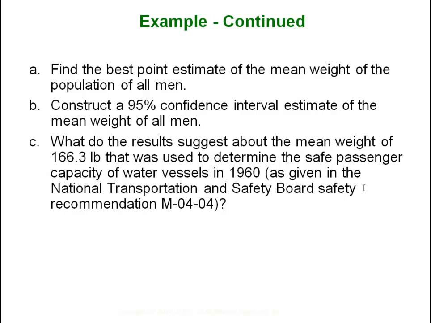Let's find the best point estimate for the mean weight of the population of all men. Let's construct a 95% confidence interval estimate of that mean weight of all men, and then let's see what that suggests about the mean weight of 166.3 that was determined to be the safe passenger capacity for water vessels back in 1960. Basically, when they figured out how many people could be on a boat, they calculated that based on the average weight of an adult male being 166.3. It's the same way that they calculate the maximum capacity of elevators.